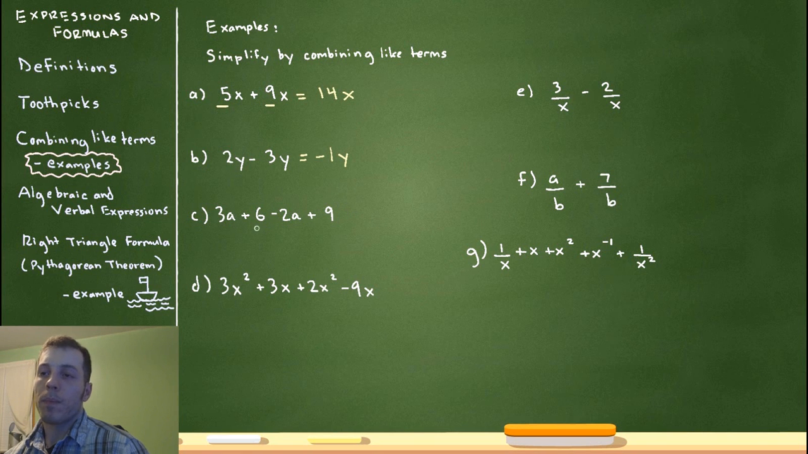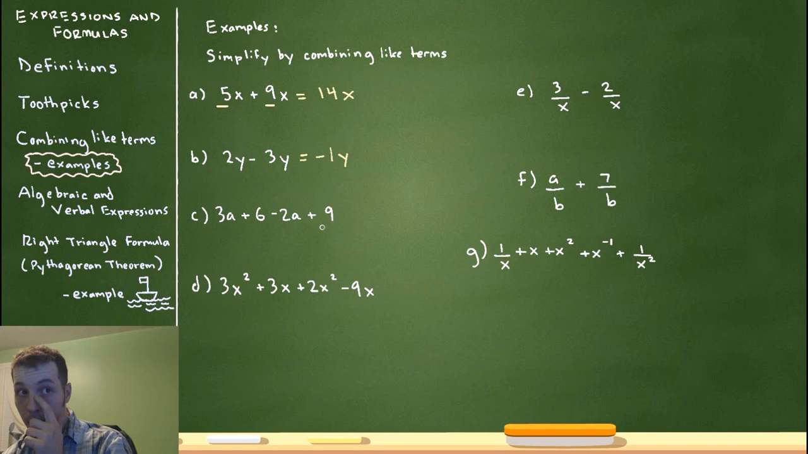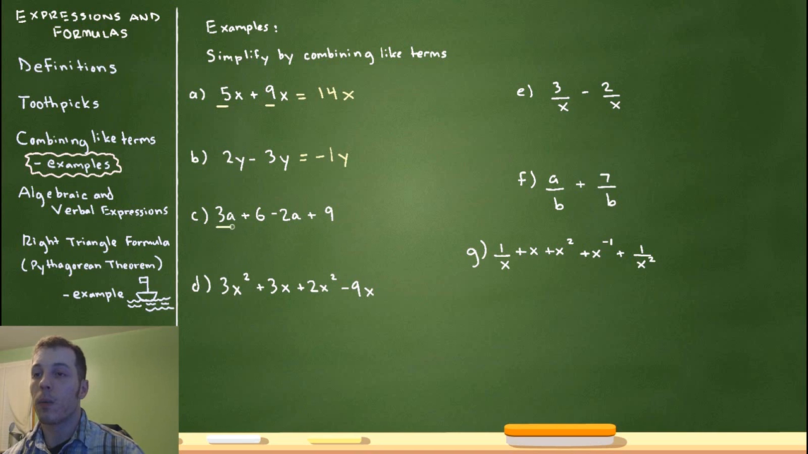Now for part C, we have a mix of different things here. So in this expression, we have a 3a, a 6, a negative 2a, and a 9. So first of all, we want to locate the like terms. So 3a and negative 2a are like terms, and a 6 and a 9 are considered like terms. Now those are both constant numbers. Before we start throwing in all these variables, you probably would have just added the 6 and the 9 anyway, right? Because that's simple to do.